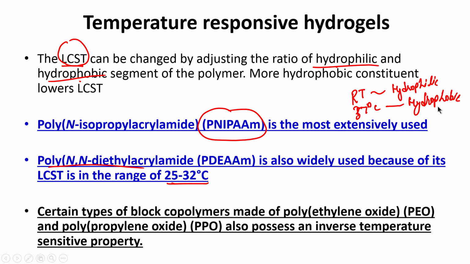Certain types of block copolymers can also be used. Obviously these molecules have both hydrophilic and hydrophobic domains, but you can combine two polymers. One is PEO, which is nothing but PEG, which is hydrophilic, and you can have PPO, which is hydrophobic, and if you combine them you will cause this property to also have LCST.